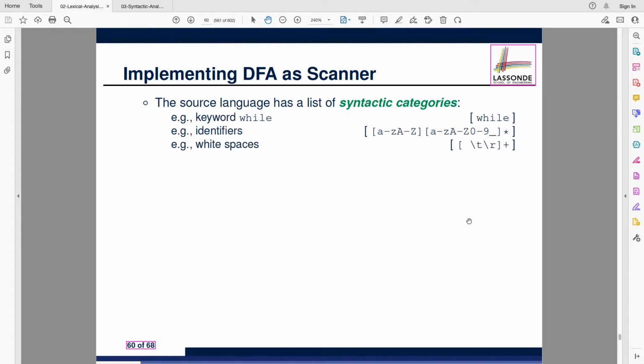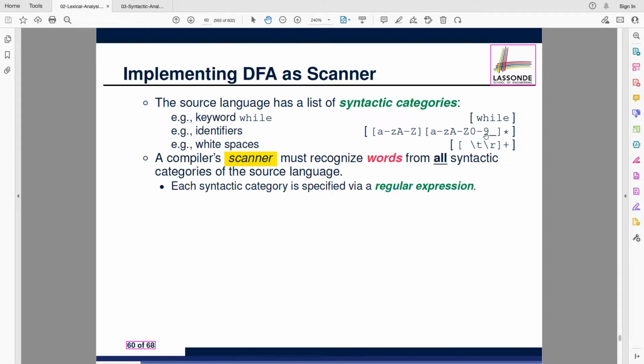Basically, now we have to worry about syntactic categories. For example, one category could be just keyword. One category could be identifiers. Another category could be just white spaces, right? Each one of them is going to have their own pattern specification as a regular expression, right?